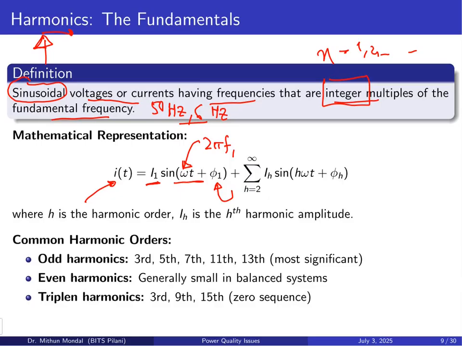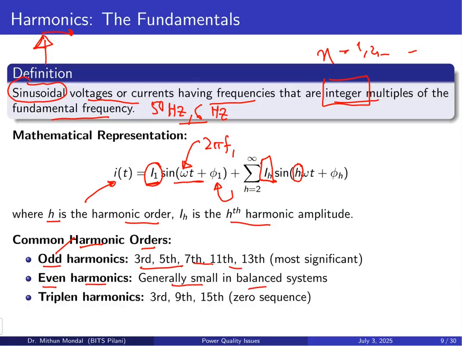So the harmonics can be present as integer multiples. Here we denote it with h, which is the harmonic order, and the h-th harmonic amplitude will be equal to Ih. So this is the amplitude of the current due to the presence of harmonics, where I1 is the fundamental component of the current amplitude. If we talk about the harmonic order, it can have odd harmonics and even harmonics. Odd harmonics means 3rd, 5th, 7th, 11th, 13th, and so on, whereas even harmonics are generally small in a balanced system.